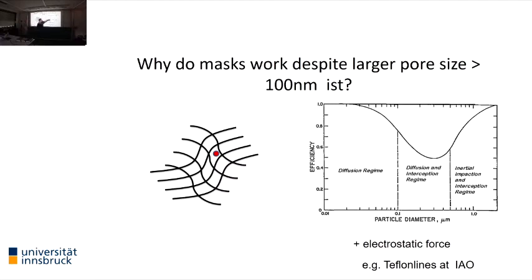Then you have a little bit of a minimum, and then again at 1 micrometer you have a quite strong filtering efficiency. And the reason for that is that here you have diffusion, and then here you already have impaction, interception. So let's say the aerosol directly collides with the fiber in your mask and then gets deposited there.